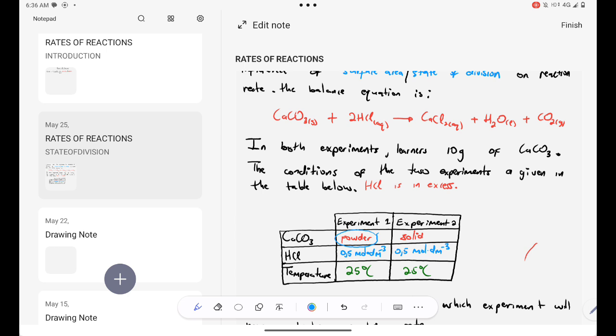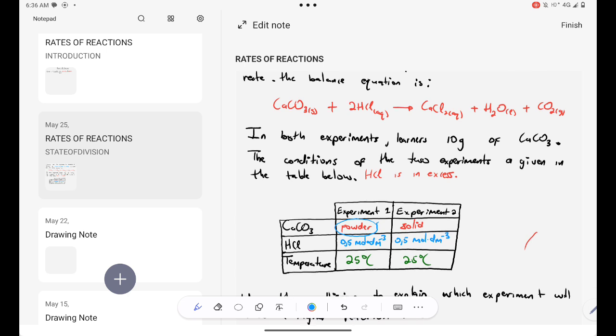Why is that the case? Because whenever you change your solid into powder form, you are exposing the particles that are supposed to collide. So now it will be quicker for us to form effective collisions.